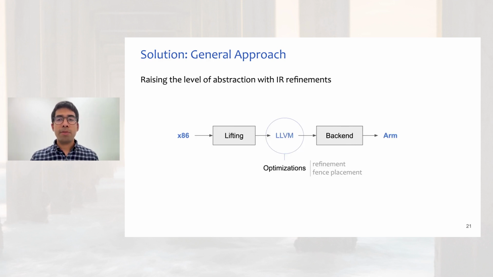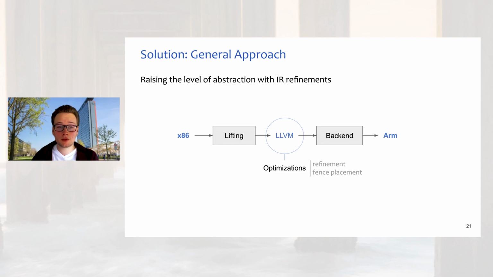After lifting the program to LLVM IR, we refine this IR. Through this refinement, we aim to reconstruct some high-level abstractions that were lost during the compilation of the original program. Additionally, we'd like to place memory fences to account for these issues you explained to me earlier about the mismatching memory models. That sounds like a great idea, but you cannot place these fences arbitrarily.